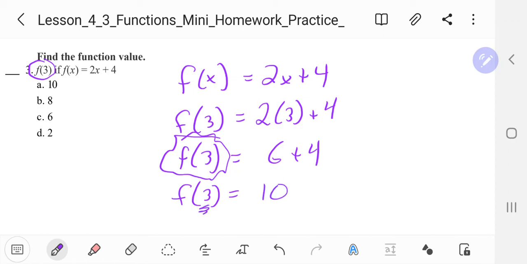So the important thing is that you realize, oh, well, that's our ordered pair right there, right? 3, 10. Now, it doesn't ask for that. It just is asking you for the value of the function. So that is 10.